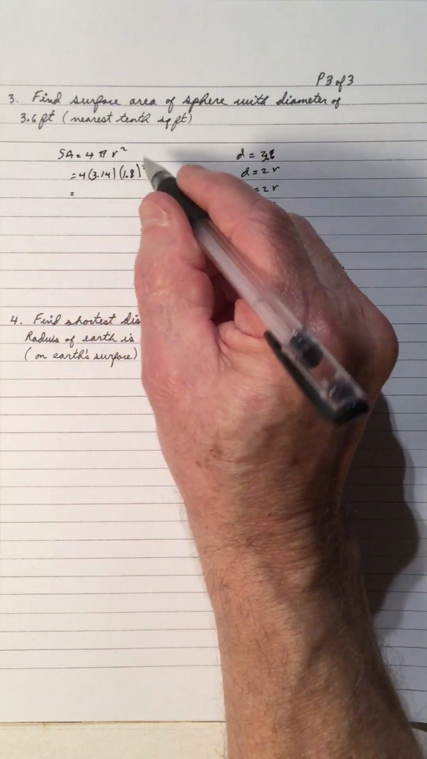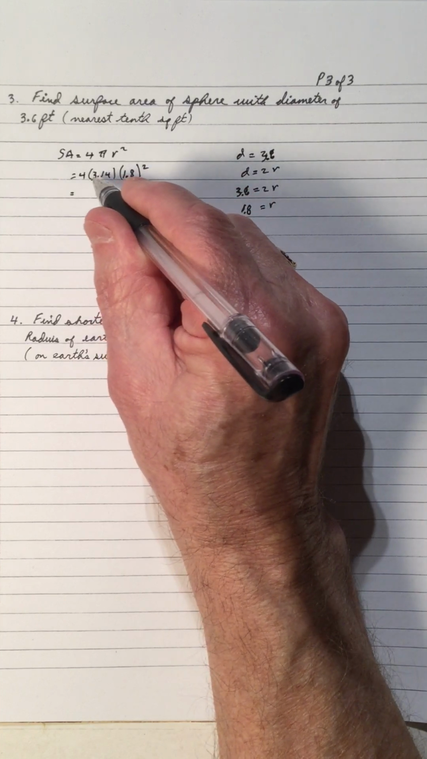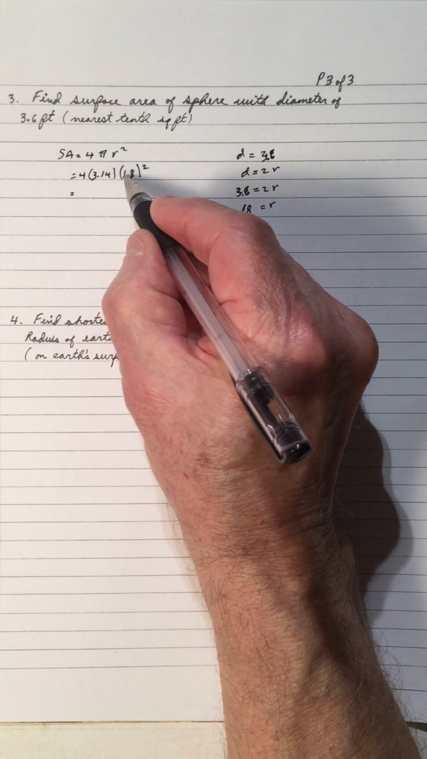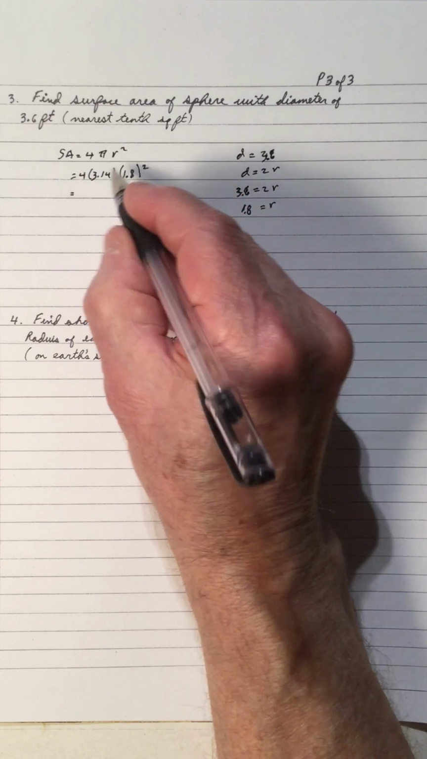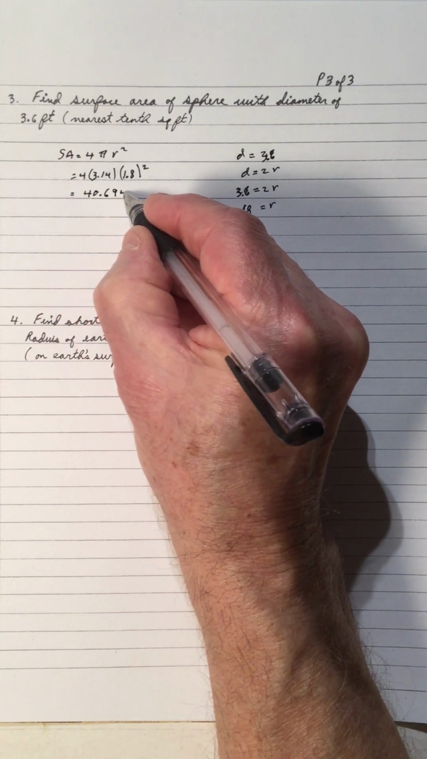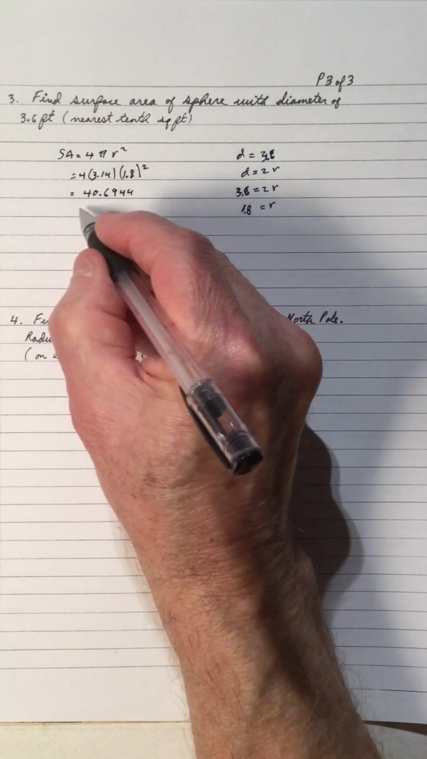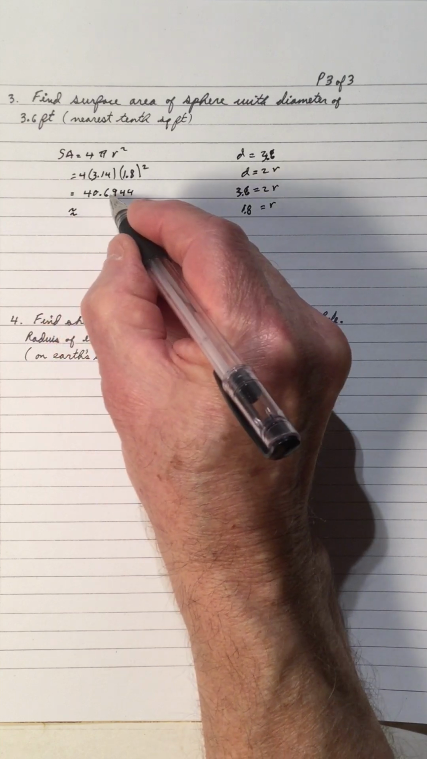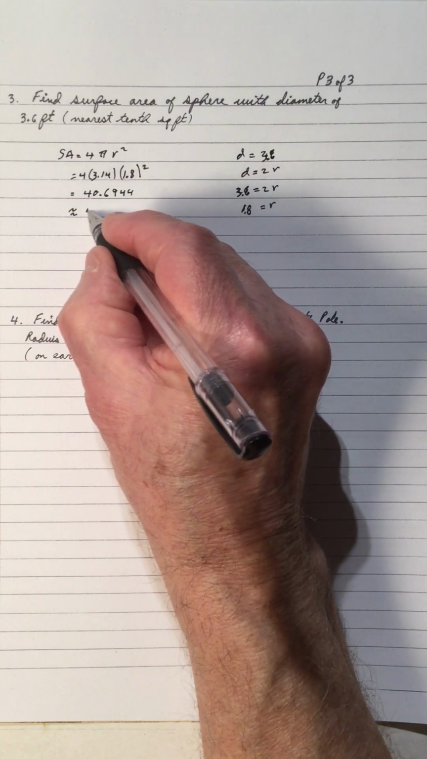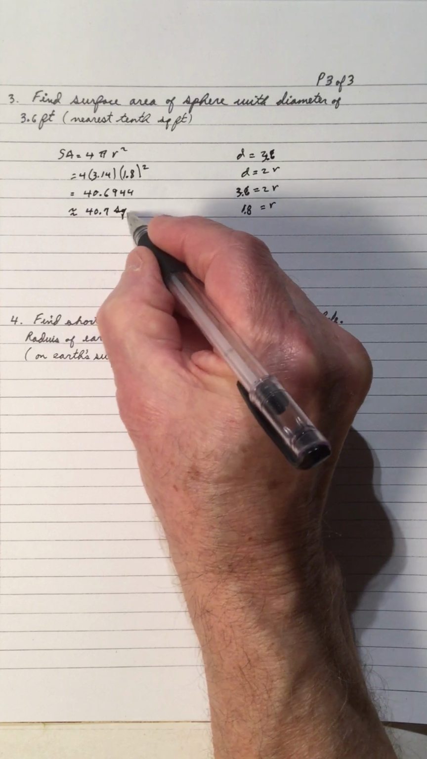Take a calculator and do 1.8 squared times 4 times 3.14, or go 4 times 3.14 times 1.8 times 1.8, and you'll get 40.6944. And again, we want it to the nearest tenth of a square foot. This is the tenths place, so that's more than 5, so we add 1, so it's 40.7 square feet.